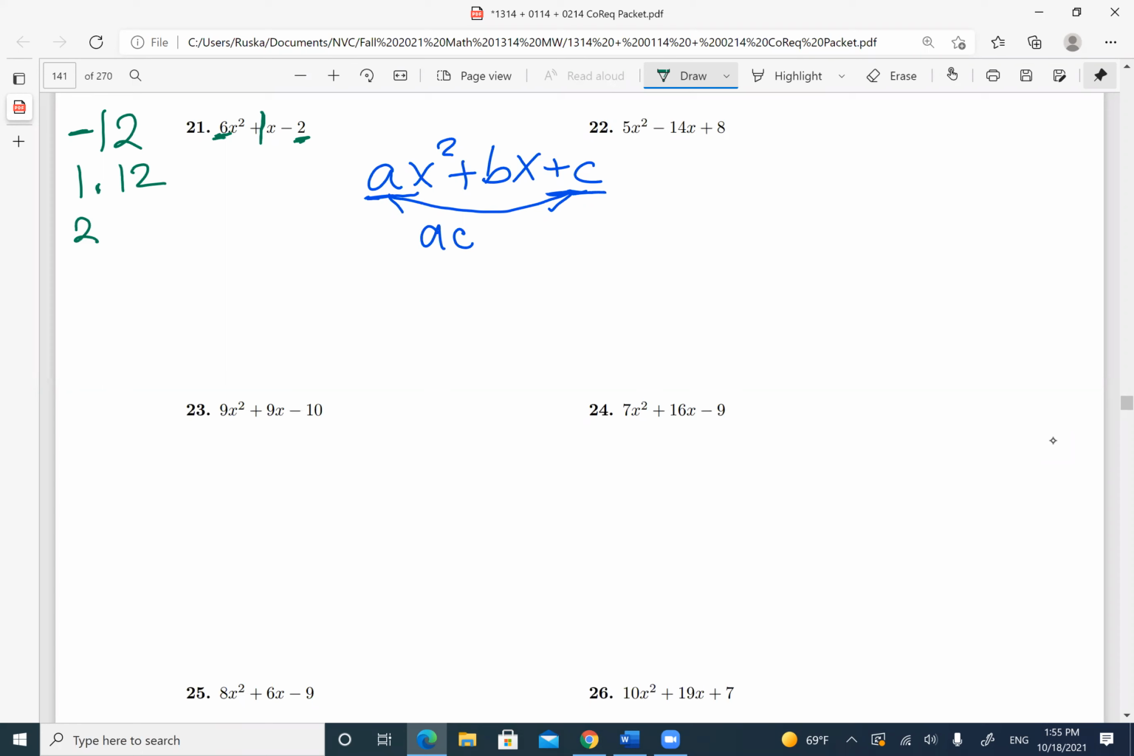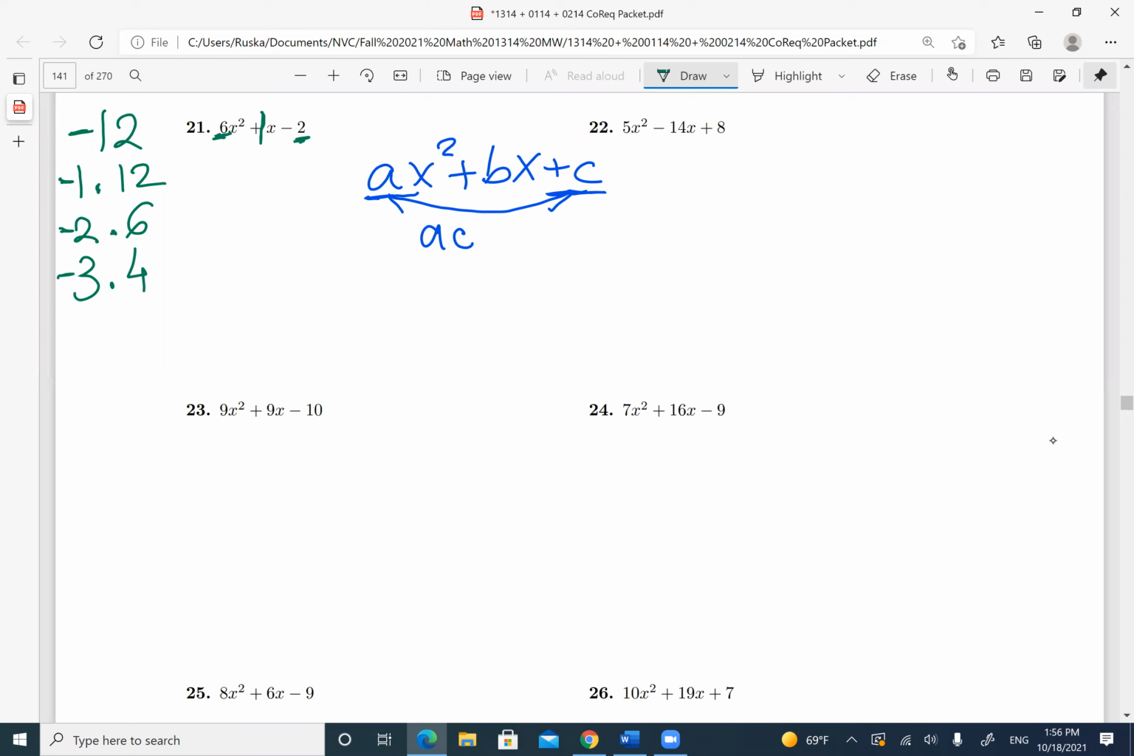So 12 has factors 1 and 12. What else? 2 and 3. I'm sorry, 2 and 6. And then 3 and 4. And that's it, right? So these are all the factors of 12, but because it's negative 12, one of those is negative. And also this is positive 1, so the bigger number is positive. So it's going to be like this.